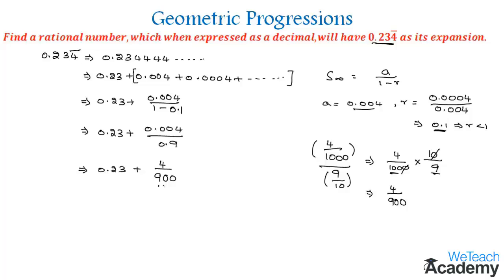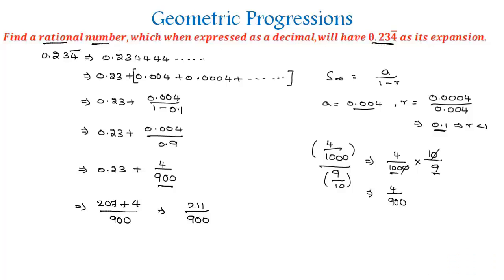Now let us take 900 as the LCM. Then by multiplying 0.23 by 900 we get 207 plus 4. So on adding the numerator terms we get 211 divided by 900. So this is the required rational number, which when expressed as a decimal we have 0.234 bar as its expansion. So this is how we solve an example on infinite geometric progressions.